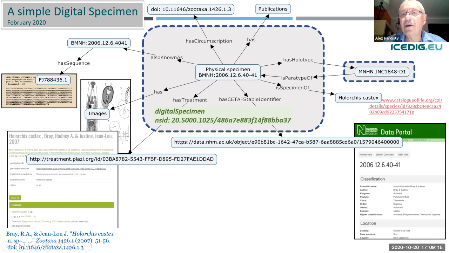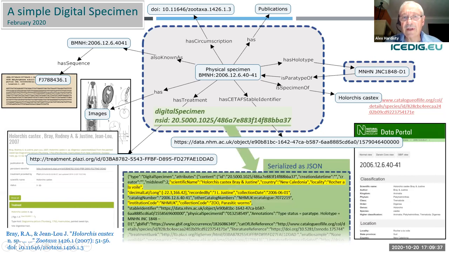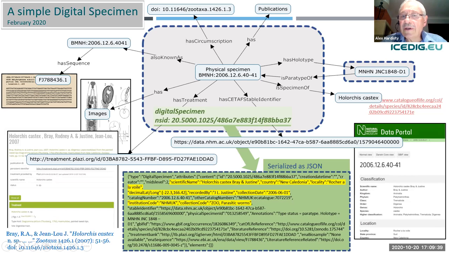And this is typical of some of the difficulties that we have in making links between different information in different places. And all of the data and the relationships, the links to this data and the relationships, are wrapped up in this digital specimen, and it gets its own identifier. As an example, there shown as the NSID 25,001025, and so on and so forth. And this can all be serialized and packaged as a JSON fragment, for example, which allows it to be moved around or processed.